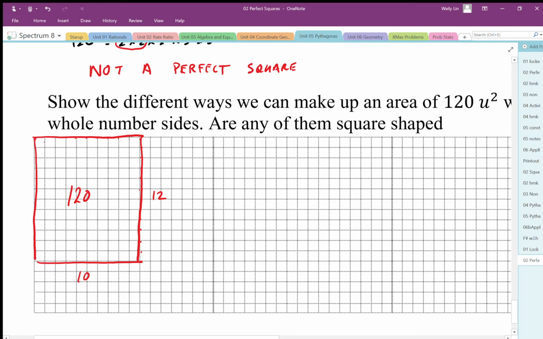The next one that we could maybe do is 8 times 15. If I do 8, 1, 2, 3, 4, 5, 6, 7, 8, and 15, 5, 10, 15. Clearly that is not a perfect square shape.